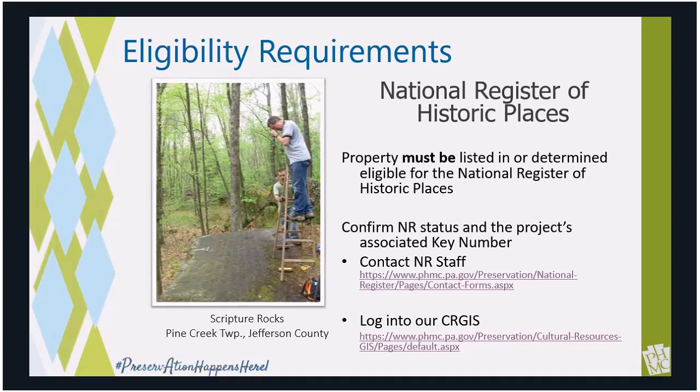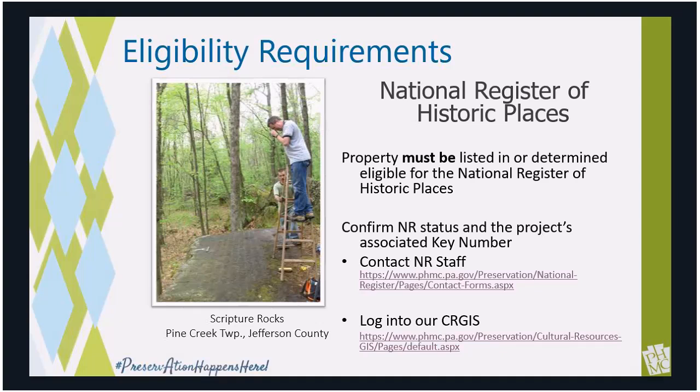Also, one of the key components for eligibility is that the project must be associated with a building that's listed in or eligible for listing in the National Register of Historic Places. It doesn't necessarily have to be individually listed. It can be considered contributing to a historic district. The application does ask for its National Register number, so please contact me or anyone on our National Register staff to receive either the official letter or the property's unique number.